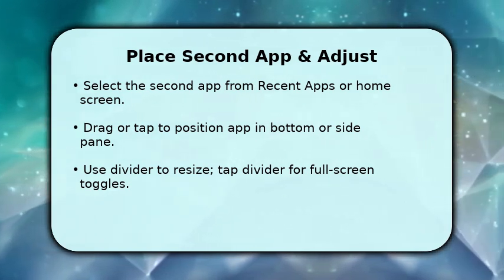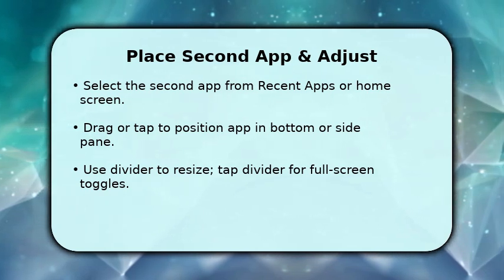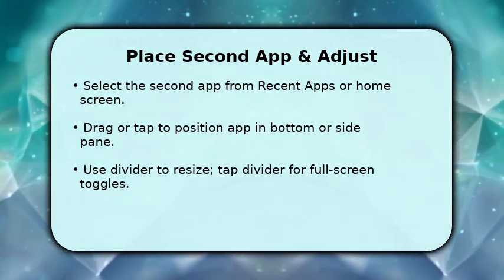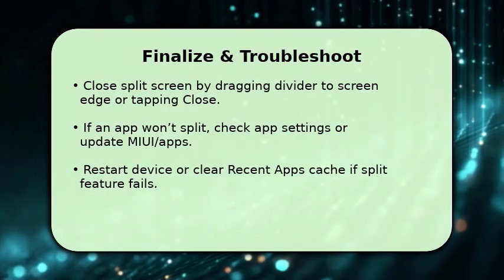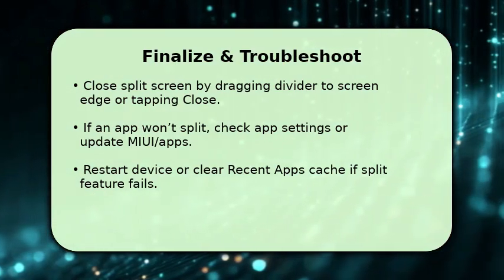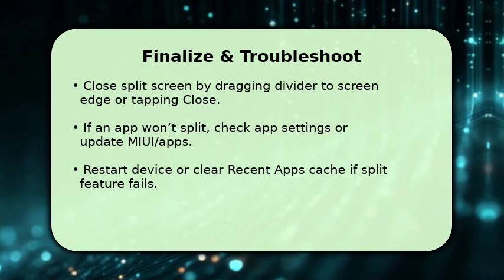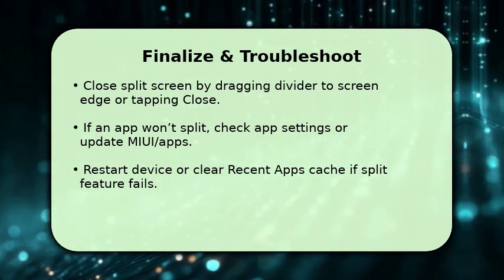After placement, adjust the splitter by dragging the divider to change each app's share of the screen for the workflow you need. To finish, drag the middle divider all the way to the top or bottom to close one pane, or use the close control if available. You can also swap panes by tapping the swap icon.